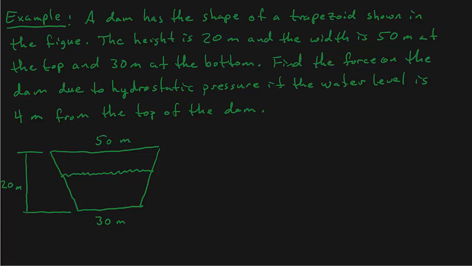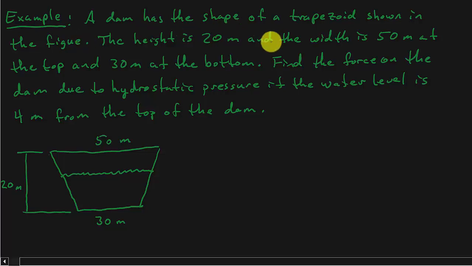All right, so how do we go about this? Well, let's read the problem. It says a dam has the shape of a trapezoid shown in the figure. The height is 20 meters. There's your height. And the width is 50 meters at the top and 30 meters at the bottom. Find the force on the dam due to hydrostatic pressure if the water level is 4 meters from the top of the dam.